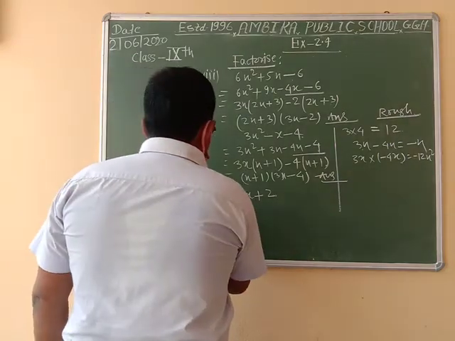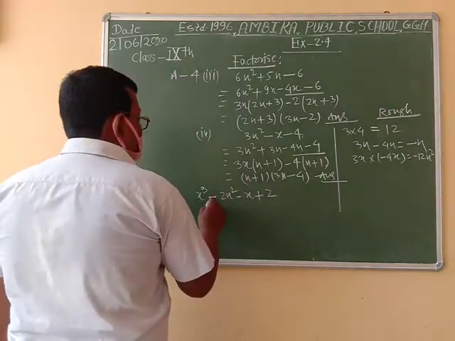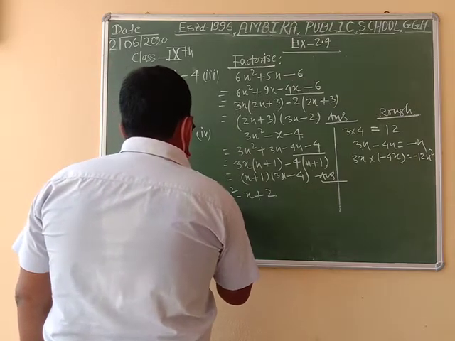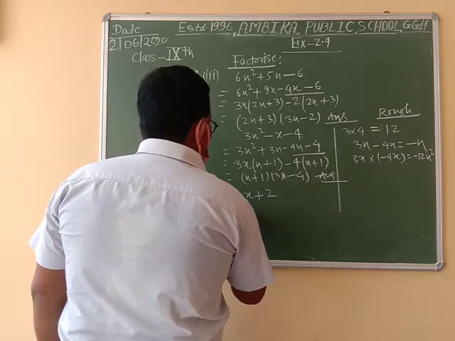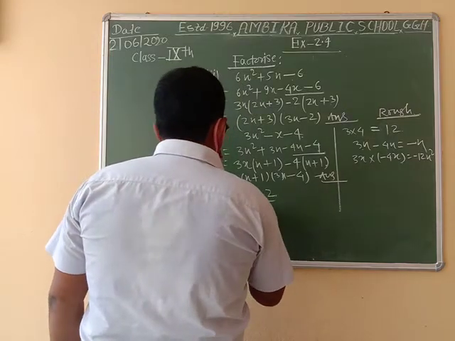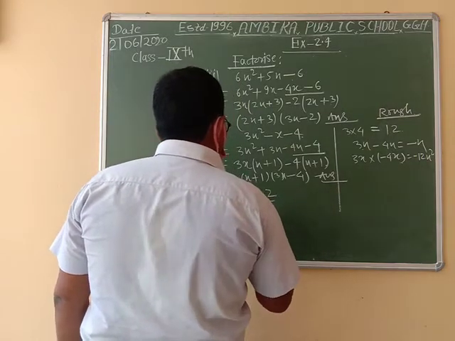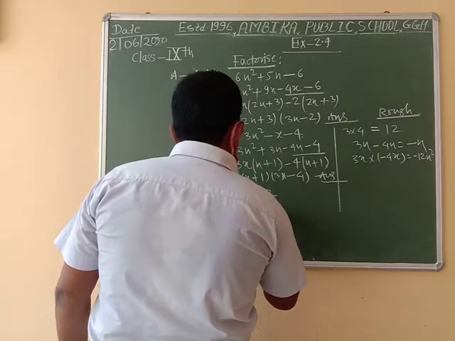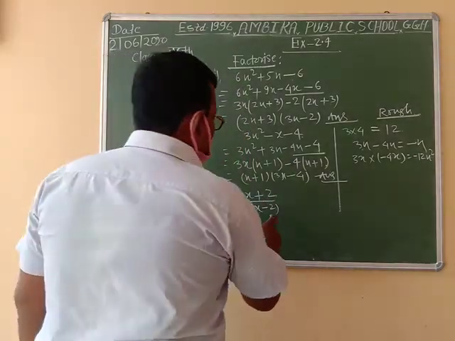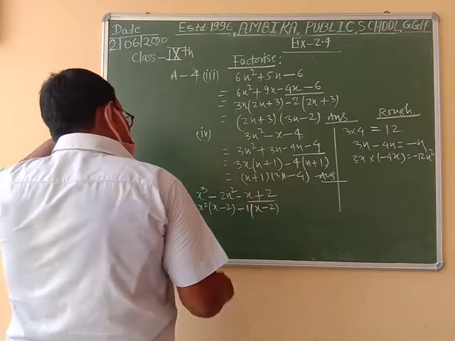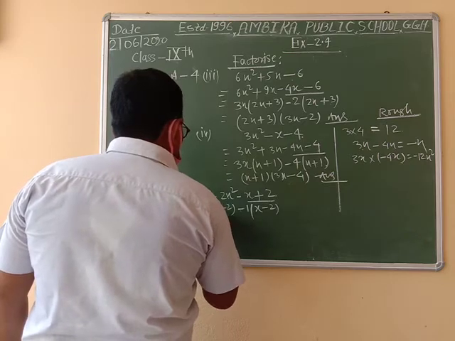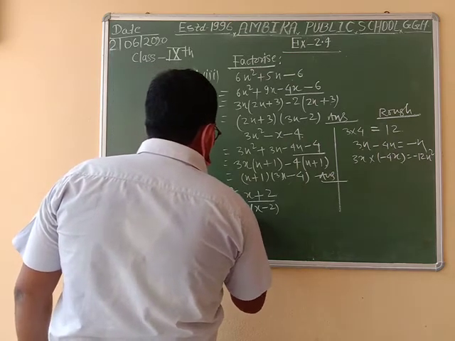Taking x square common from the first two terms, the rest is x minus 2, and from the last two terms minus 1 is common. Taking minus 1, we write x minus 2. Here we see that x minus 2 is common between the two terms, so we get x minus 2 into x square minus 1.